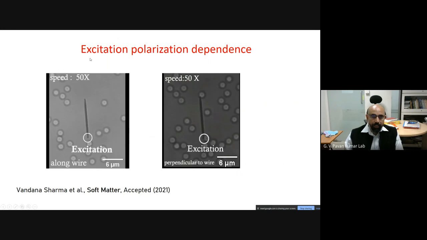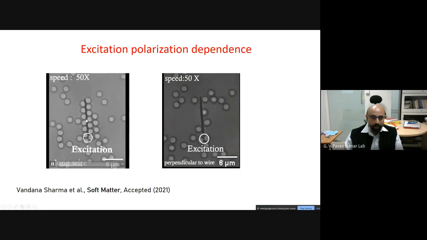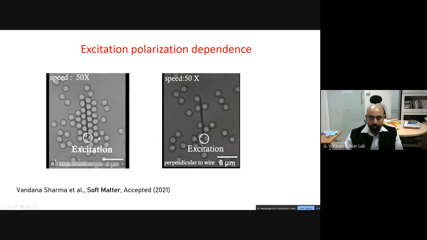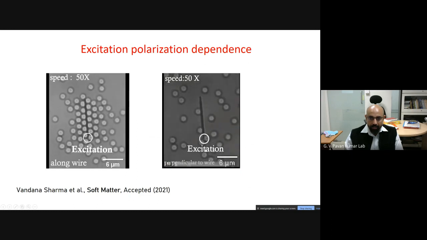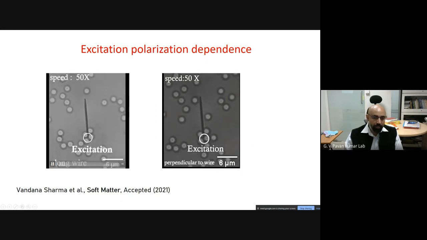Now, interestingly, there is an excitation polarization dependence. If you have your polarization along the length of the wire or perpendicular to the length of the wire, the assembly process changes. You can see that as long as the wire is illuminated with polarization along the length, a very nice packing efficiency is observed. Whereas if you illuminate in the perpendicular direction, then the trapping happens only at a location of interest, and it does not show the kind of large-scale assembly which is expected when you illuminate the wire along the length.